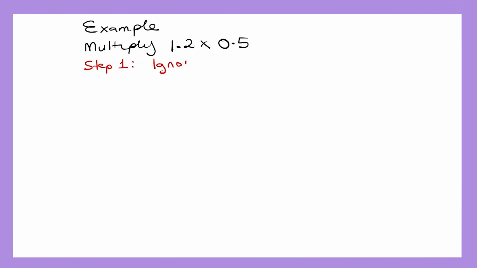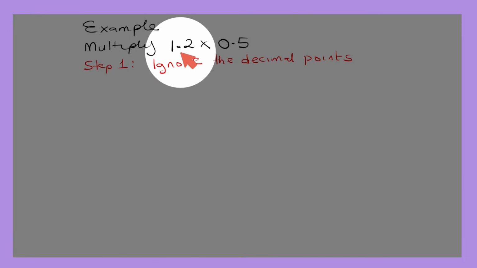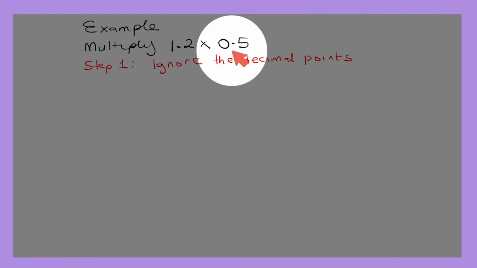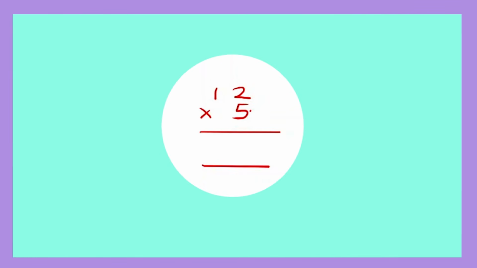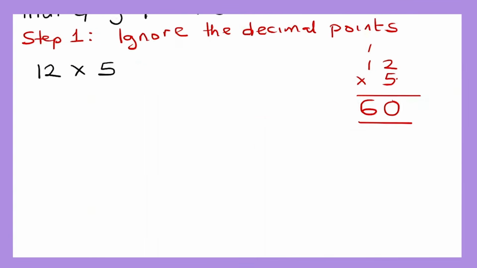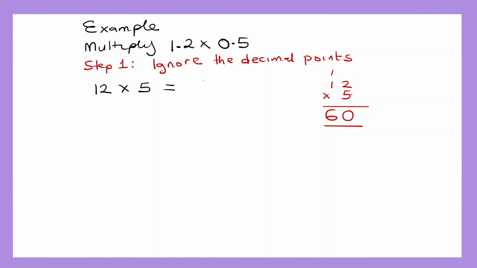Step 1. Ignore the decimal points. This means instead of 1.2 here, we use 12, and instead of 0.5 here, we use 5. Over here, we have 12 multiplied by 5. 5 multiplied by 2, that will give us what? 10. So 0 carry 1. 5 multiplied by 1 is 5 plus this 1, that becomes what? 6. Therefore, 12 times 5 is equal to 60.